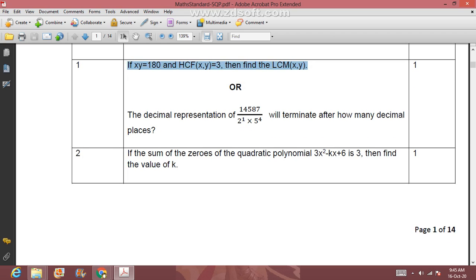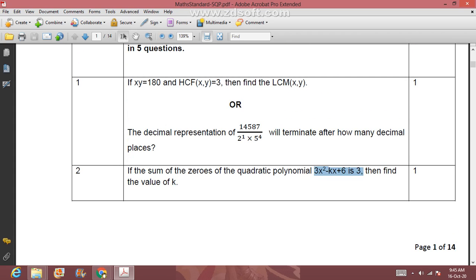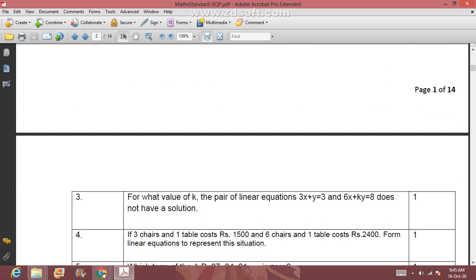Second question: if the sum of the zeros of the quadratic polynomial is given, then find the value of k. So very easy questions are there. Don't worry about it, don't be afraid. Only simple and easy questions are given that you have to solve. I am not going to discuss the answers here. If you want, we will conduct some other session on answers. But the questions are easy.